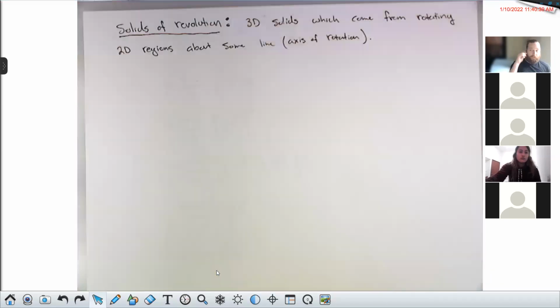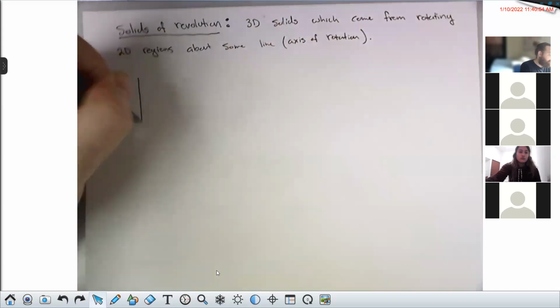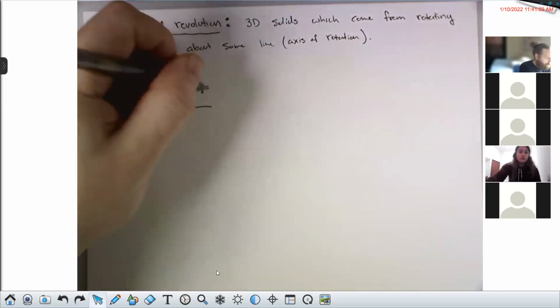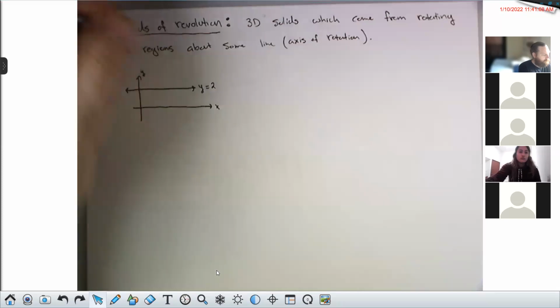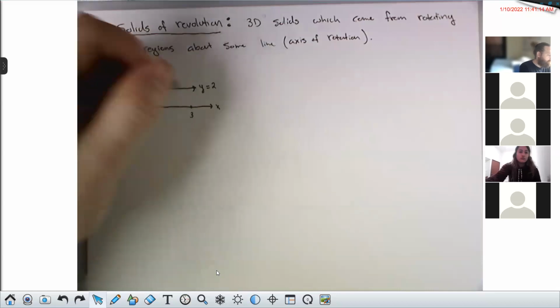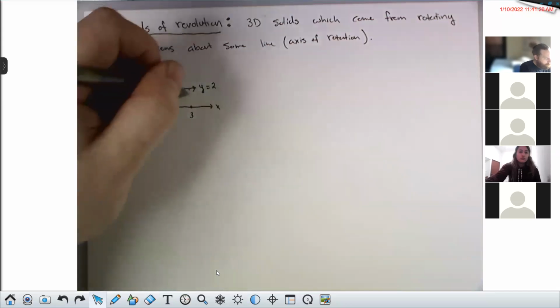I'm going to show you some very simple examples of solids of revolution, and then I'll show you how we can simplify the volume problems by thinking about our objects as solids of revolution. So let's start with something uber simple. Here I have the horizontal line y equals 2. Here's my x-axis. Here's my y-axis. And if I look at this guy from x equals 1, say, to x equals 3, that cordons off a little region.